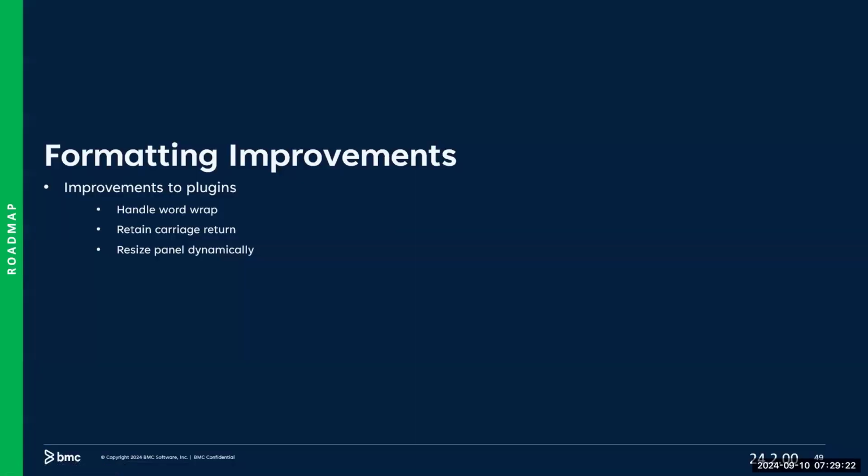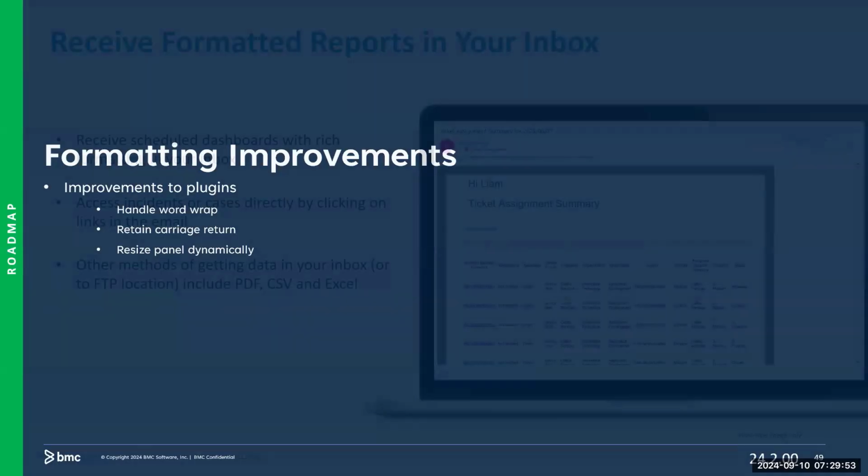On our roadmap, we have some formatting improvements to handle word wrap, and retain the carriage return. For example, in a long text field in ITSM, you may have data in multiple paragraphs. So we'll be able to manage or retain that formatting inside that field and use it in our exports. The ability to resize a panel dynamically to capture all the content without scrolling, that's also on the roadmap.